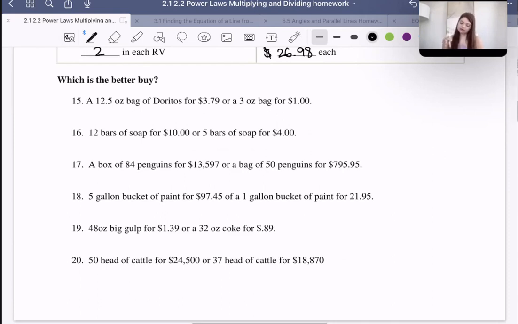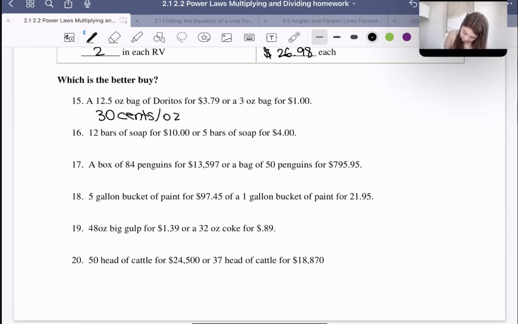Okay, so let's start with the first one. It says 12.5 ounces for $3.79. So that means $3.79 is going to be split into 12.5 groups, right? To find out how much per 1 ounce. So divide by 12.5 gives us about 30 cents.